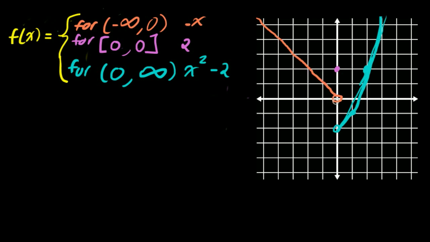Then right at 0, there's only one point where the function's defined. It's at this point, 2. And then if we look at numbers that are really close to 0, but just a little bit more positive, they're going to be defined along this parabola. So this piecewise definition of a function makes sense, and we still do have a valid function.